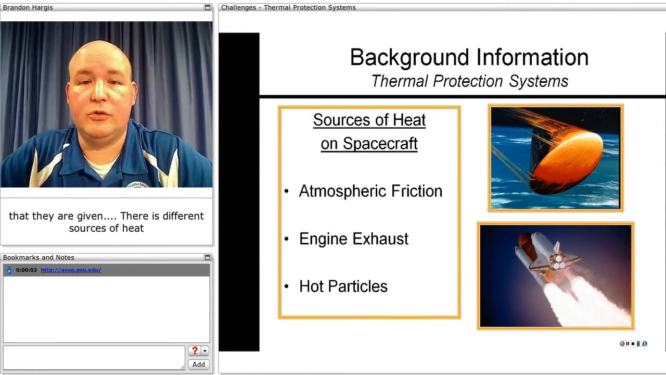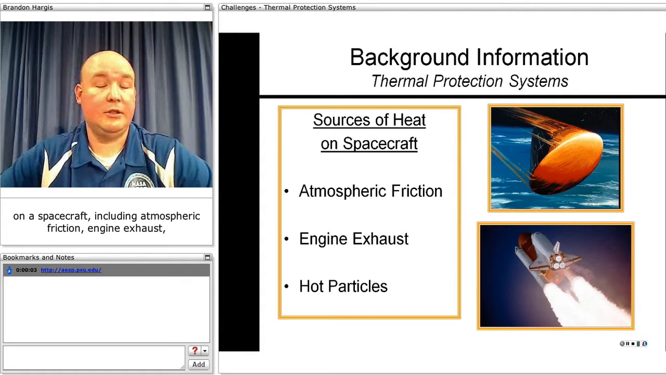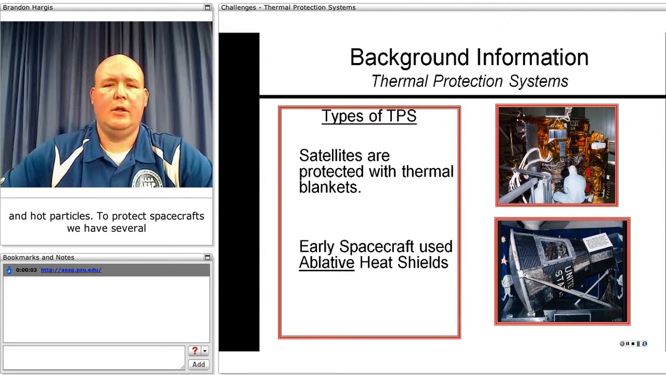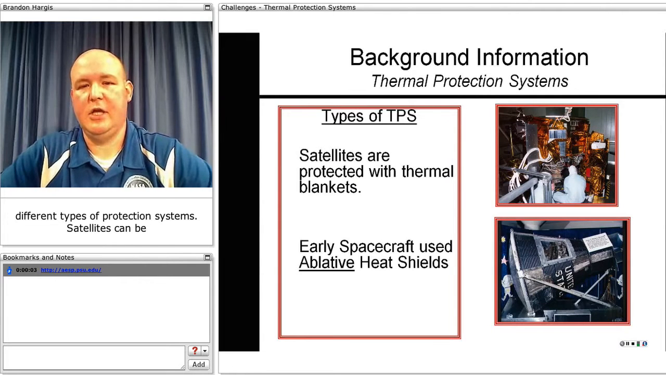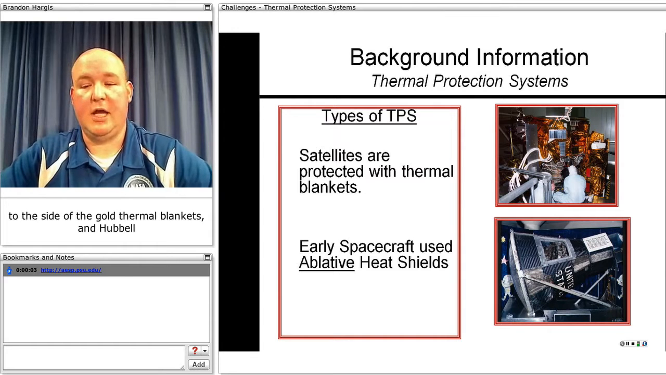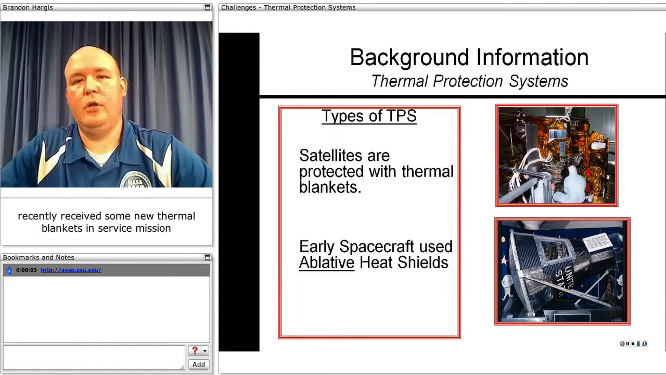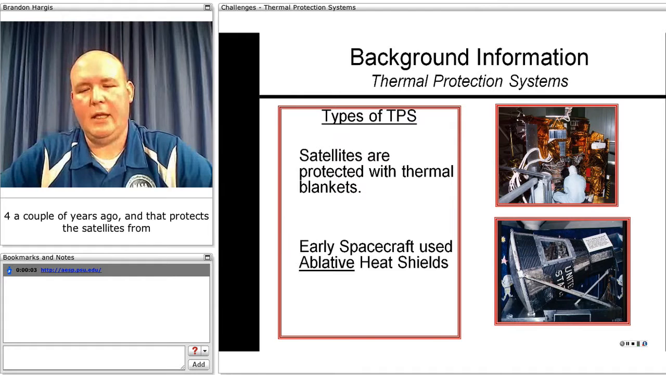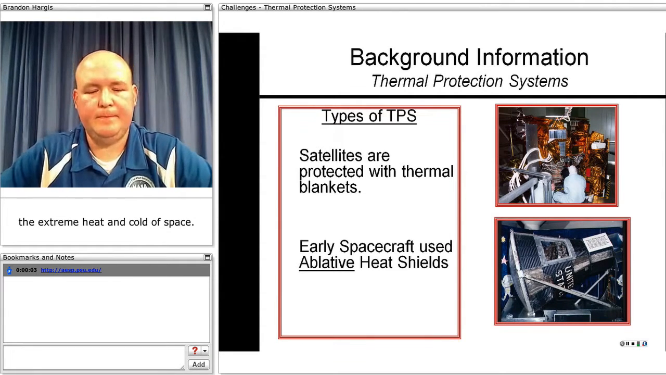There are different sources of heat on spacecraft, including atmospheric friction, engine exhaust, and hot particles. And to protect spacecraft, we have several different types of protection systems. Satellites can be protected with thermal blankets, as you see in the picture to the side of the gold thermal blankets. Hubble recently received some new thermal blankets in Service Mission 4 a couple years ago, and that protects these satellites from the extreme heat and cold of space.